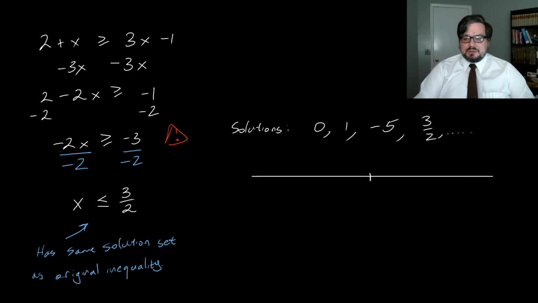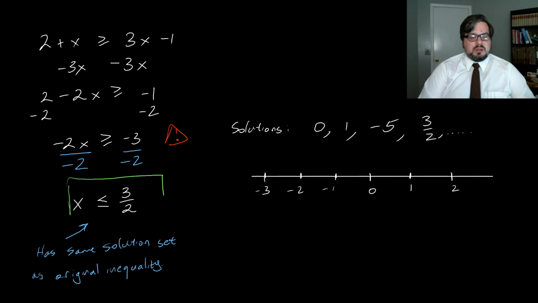So what we can do is we can go to our number line and we're going to shade all the numbers that are solutions to our original equation. But that means we're going to shade all of the numbers that are less than or equal to 3/2. So for this, of course, we need to know where 3/2 is, and it's right there. It's 1 and 1/2.